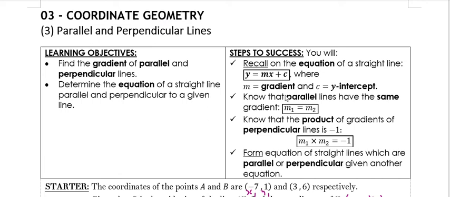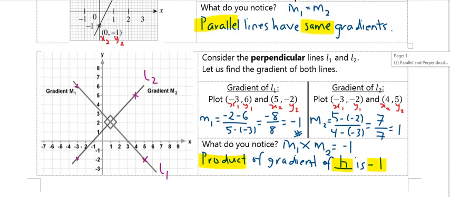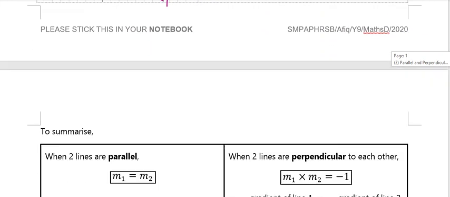Over here, you just have to focus on this aspect: recall the equation of a straight line. Then we have to remember two things about this particular line. Parallel lines have the same gradient. And the next one is when you have perpendicular lines: the product of their gradients is -1, right? Later you will focus on how to form the equation of parallel and perpendicular lines. So these are the facts in your notes, right?